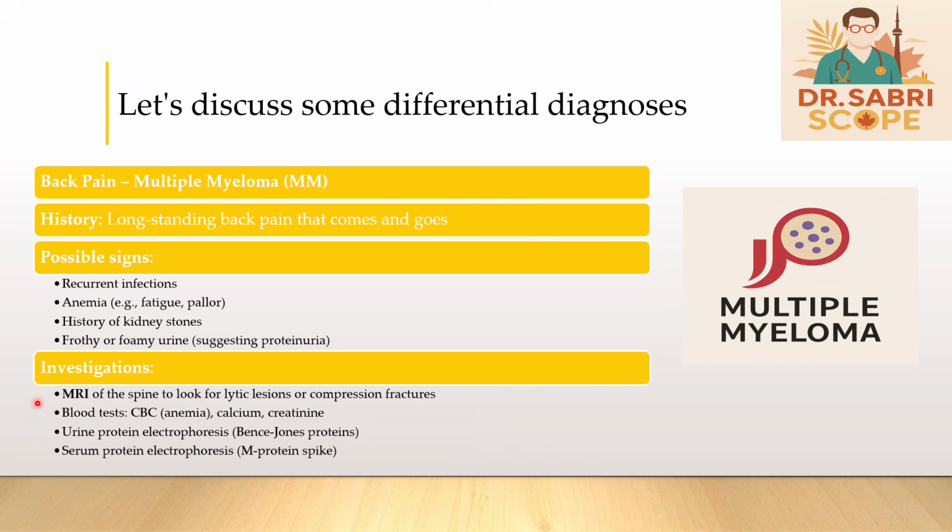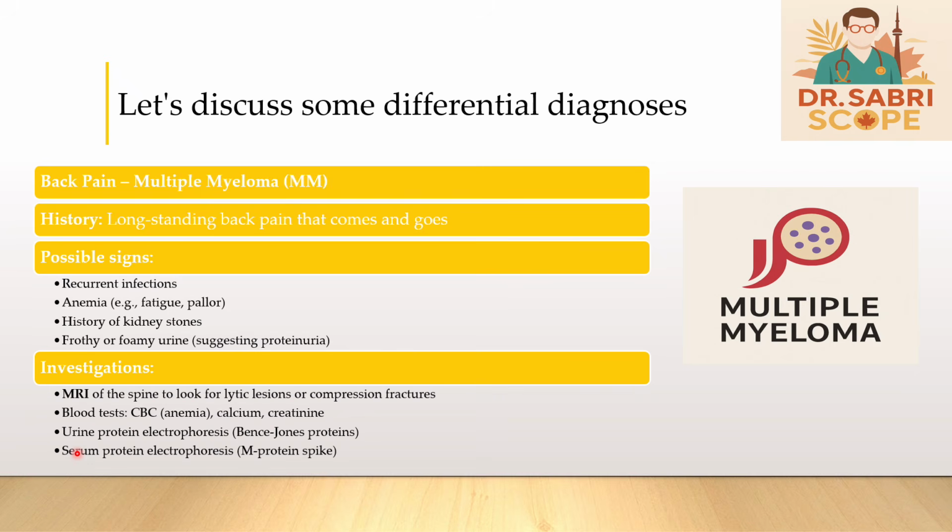Also blood tests, it's good to start with the CBC and calcium, because as we mentioned, this condition can cause anemia, so it's better to get the ferritin and hemoglobin level, and it can also cause kidney stones. So it's good to order calcium and creatinine because this condition can also affect and compromise our renal function.